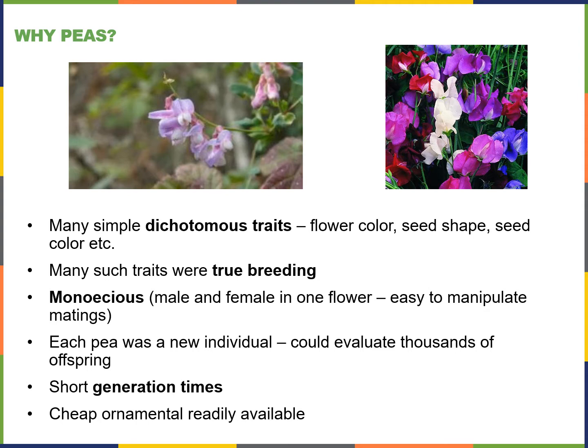What Mendel found was each pea was a new individual, so he could evaluate thousands of offspring and collect a lot of data. Breeding peas had a short generation time, and they were very cheap to breed. They're relatively inexpensive and readily available. So, an excellent model system to study inheritance and inheritance patterns.